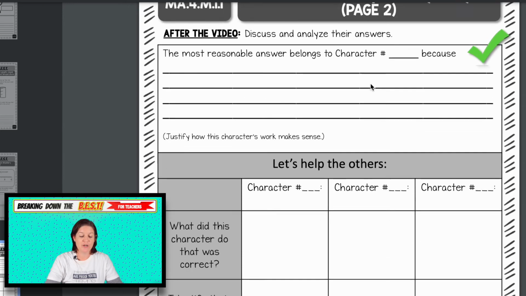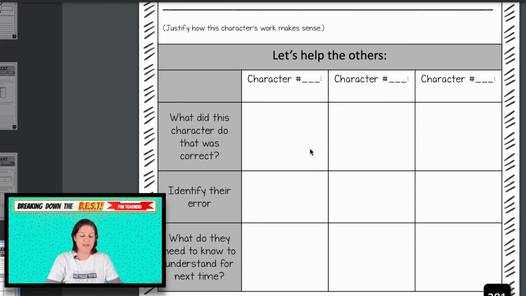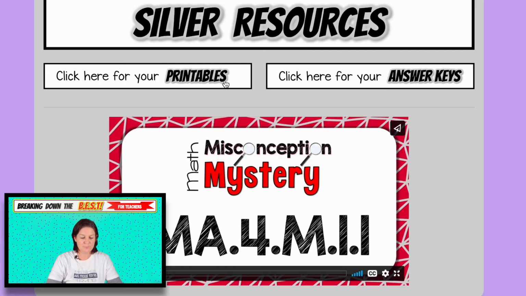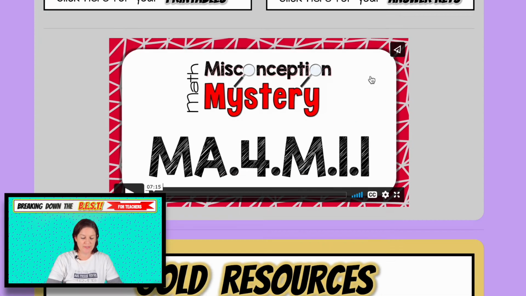So students will have to figure out who is correct and then evaluate the work of the others right here in their detective report. So that's super fun. You also have the answer key right there.